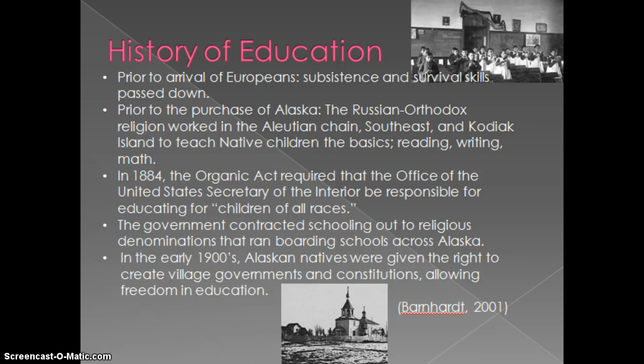Then prior to the purchase of Alaska, meaning that would be after the arrival of the Europeans, the Russian Orthodox religion worked in the southern part of Alaska, the Aleutian Chain, Southeast, and Kodiak Island to teach Native children reading, writing, and math, the basics, and they actually did quite well, teaching them both Aleut and Russian language.